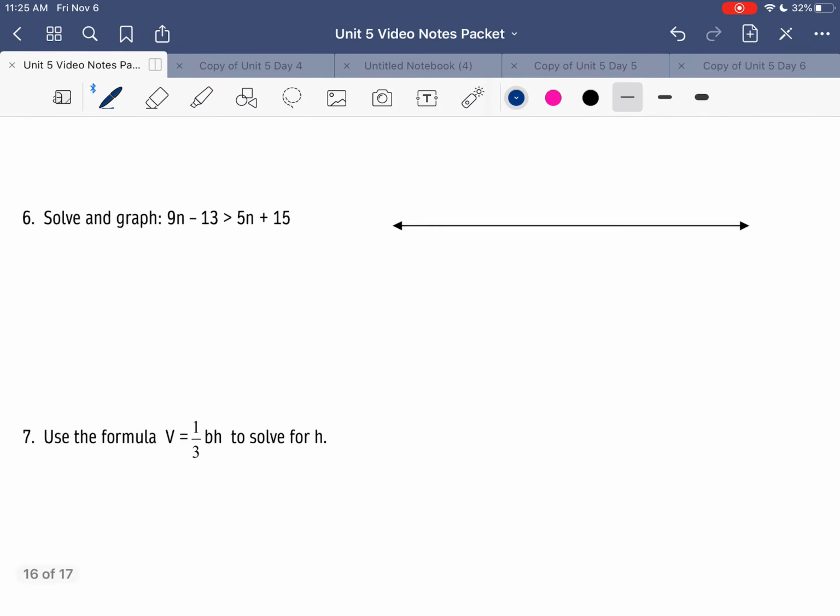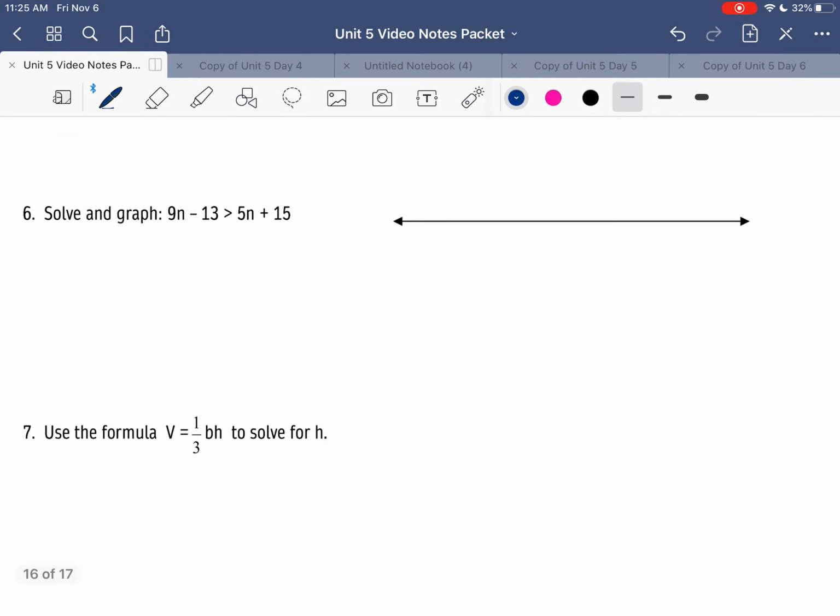All right, number 6, we've got an inequality. So when we solve an inequality, remember that we use the exact same strategies we used for equations. The only thing we have to remember is that if we multiply or divide by a negative on both sides, we do have to flip our inequality sign, or reverse that sign backwards.